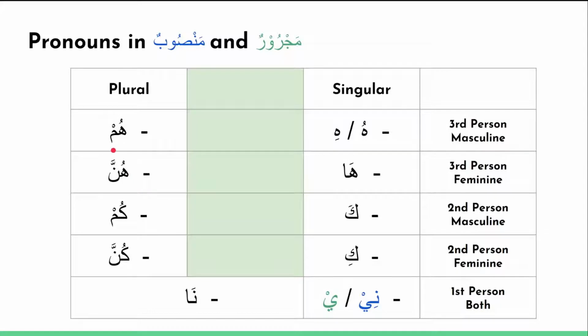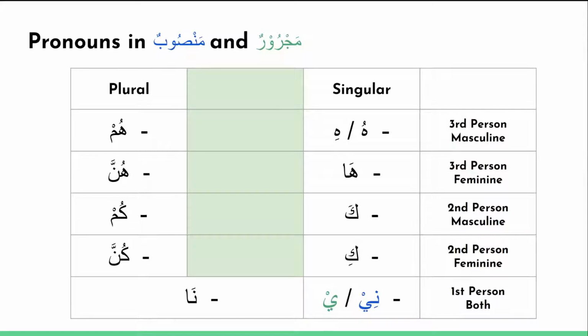What if I want to say their book? Then I say kitabuhum. Her book, kitabuha. The book belonging to those women, kitabuhunna. Your book, kitabuka. The book belonging to all of you, kitabukum. The book belonging to you, if I'm speaking to a woman, kitabuki. Kitabukunna is the book belonging to you, all women. And if I'm speaking about myself, my book, I say kitabi.